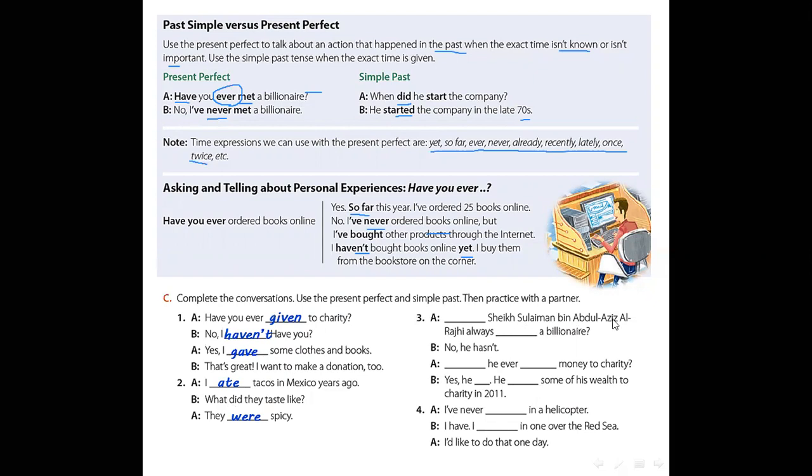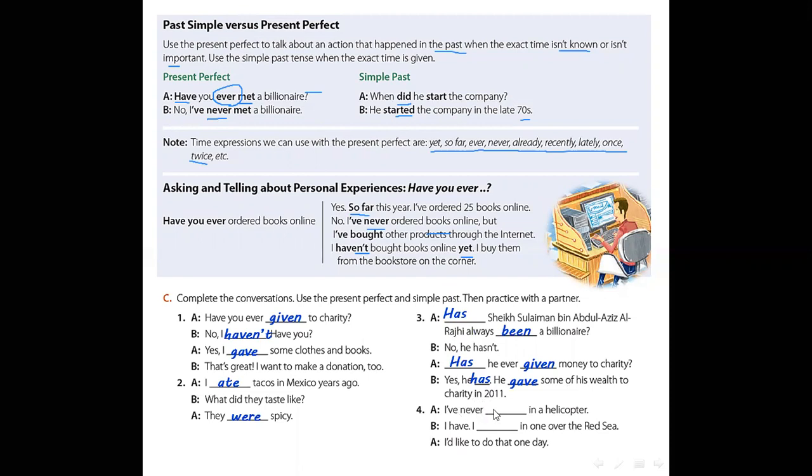Sheikh Sulaiman ibn Abdul Aziz al-Rajhi, always a billionaire. Here the subject is singular, so we will use has and the past participle: has been. No, he hasn't. Ever. Excellent. So we will also use present perfect. Has and given. Very good. Has he ever given money to charity? Yes, he. Okay, we will make a cross. Yes, he has. Very good. He gave some of his wealth to charity in 2011.